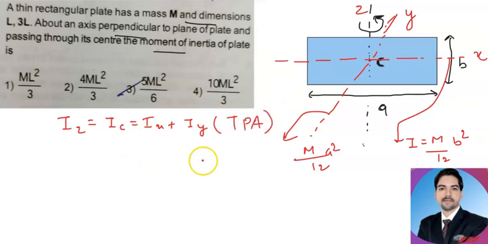Clear? So IC will be m by 12 times a square plus b square.